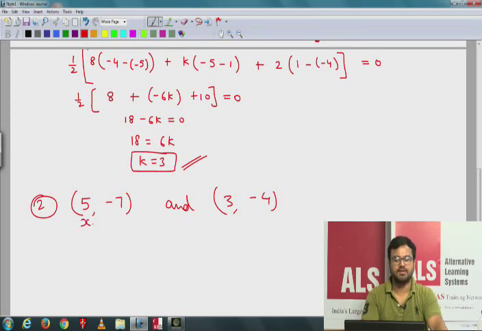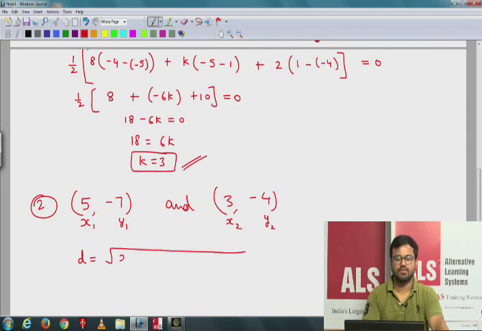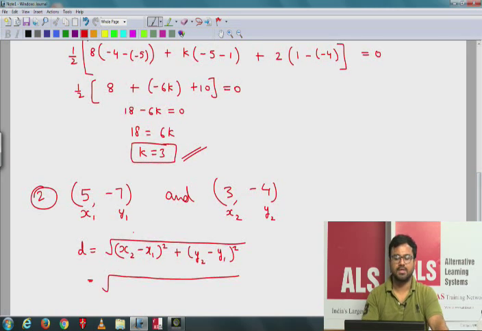Let's say these are x1, y1, and this is x2, y2. So distance is given by square root of x2 minus x1 whole square plus y2 minus y1 whole square. And now we can just substitute the values: x2 minus x1, which is 3 minus 5 whole square, and minus 4 minus of minus 7.